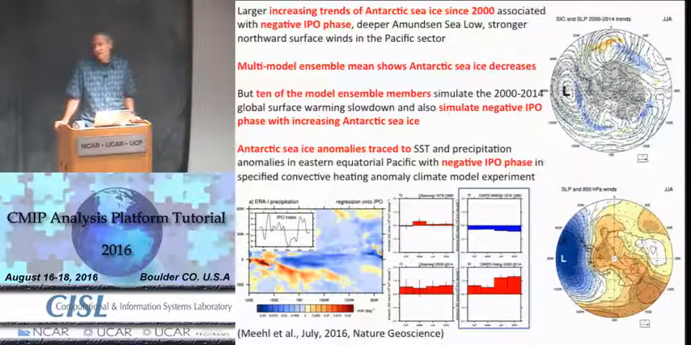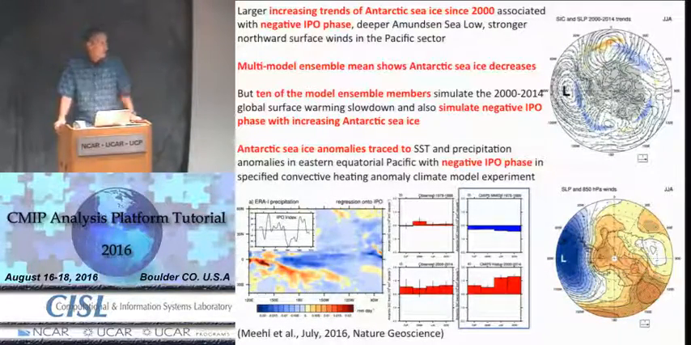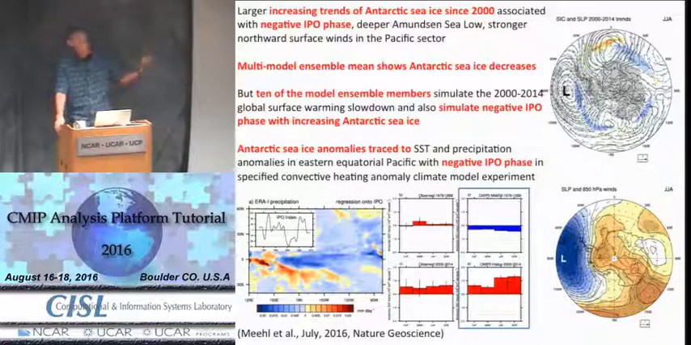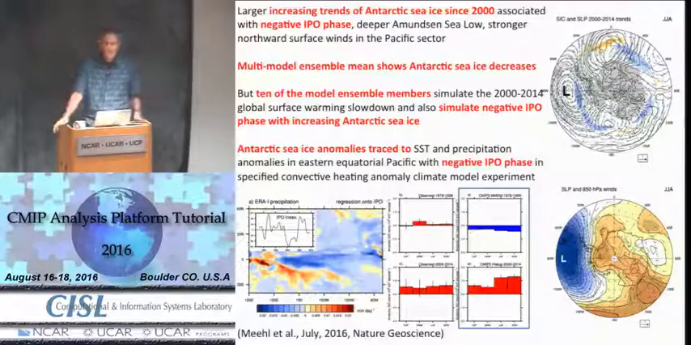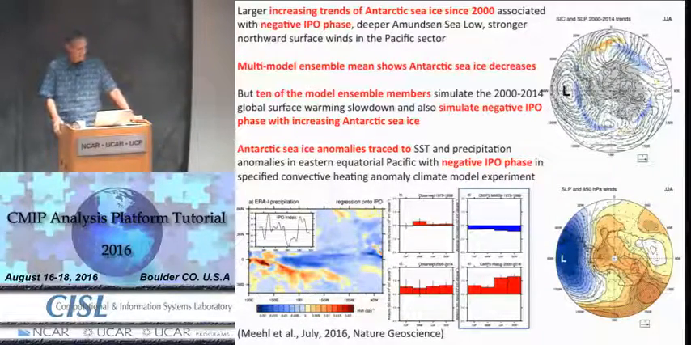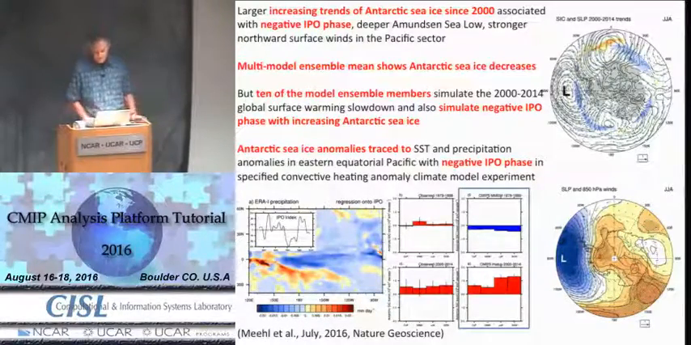Well, where's it coming from? Our hypothesis was that the IPO changed to negative during this time period. That means you have below normal sea surface temperatures in the tropical Pacific. That means you have negative precipitation anomalies. That means you have negative convective heating anomalies. We know that convective heating anomalies in the tropics drive anomalous Rossby wave responses into the mid-latitudes. This has been known for quite some time. So we were able to trace this back to the tropical Pacific in this plot here in the lower right.